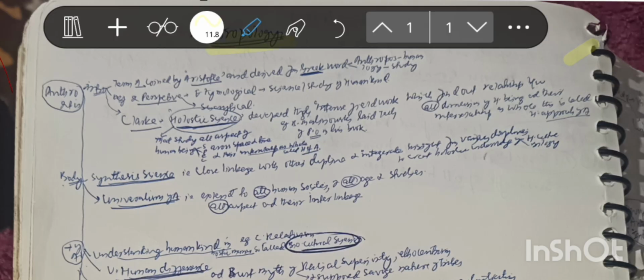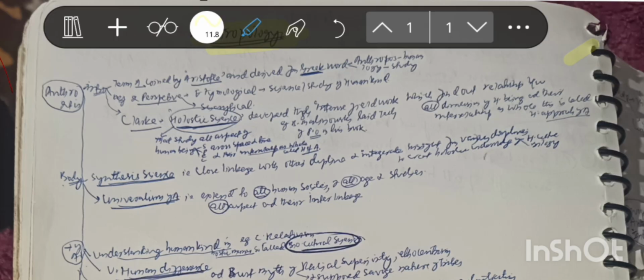So first, anthropology. What is anthropology? You can remember any one person's definition, which is very important and helps in fetching the marks. In general, we understand that the term anthropology is coined by Aristotle, and it is derived from two Greek words: anthropos and logos. Anthropos means human, and logos means study. So the study of human beings is called anthropology, right? The study of mankind is also regarded as anthropology, and this is just for understanding.